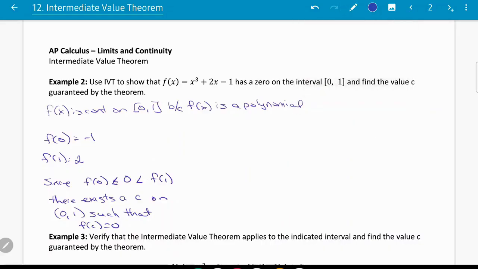So the second part of this question is asking to find the value of c that is guaranteed by this theorem. So we know that we have f of c equals c cubed plus 2c minus 1, and that equals 0. We would have to use a calculator for this one, and we would find that c is equal to 0.4534, which is on the interval from 0 to 1.